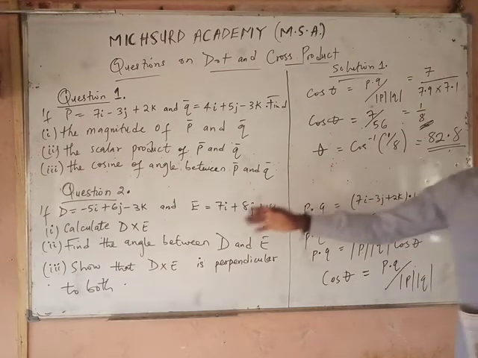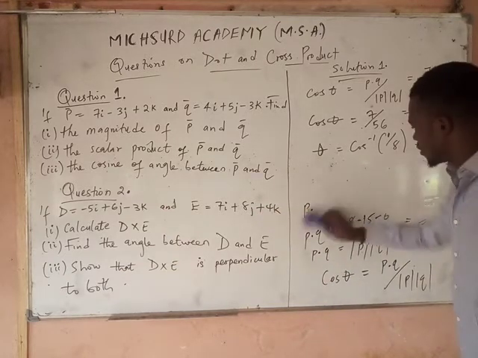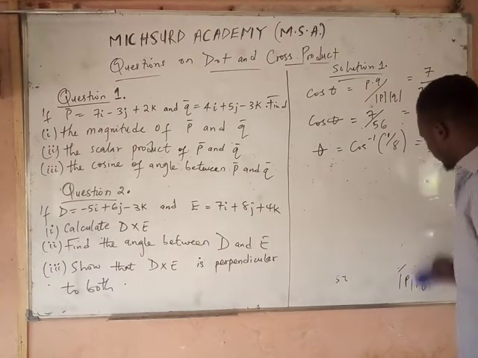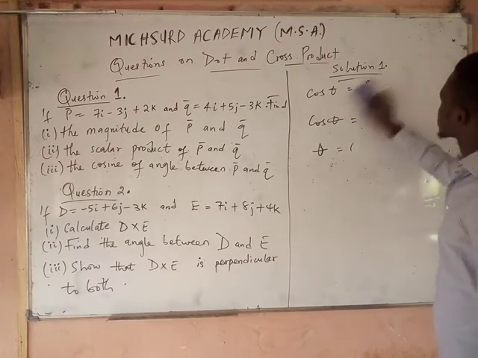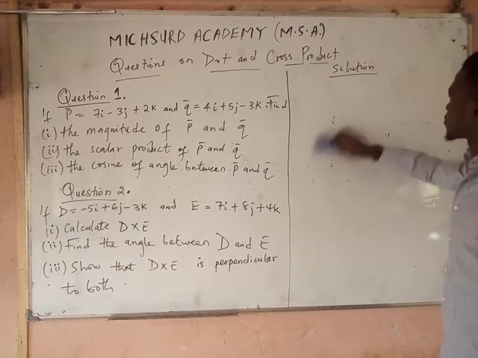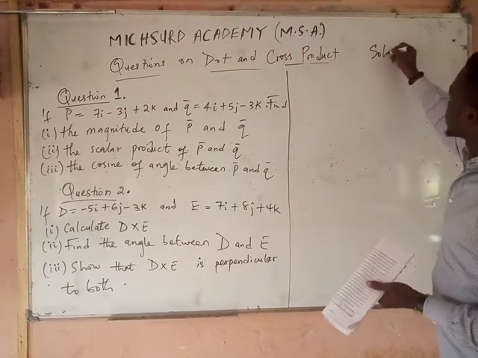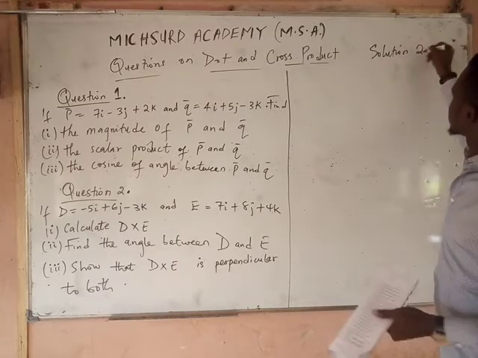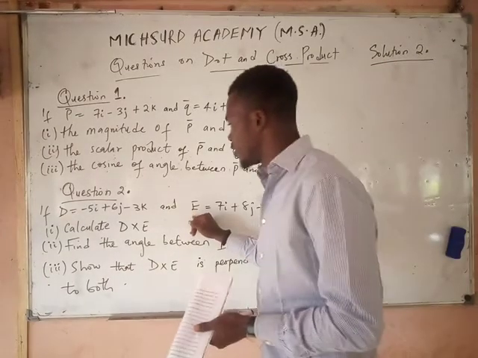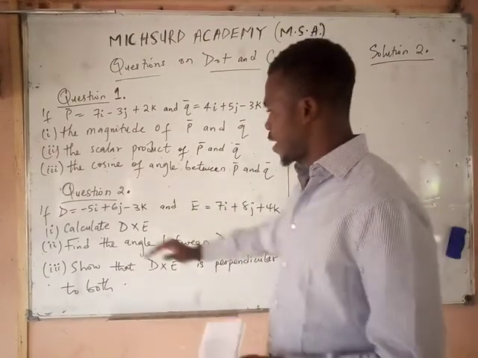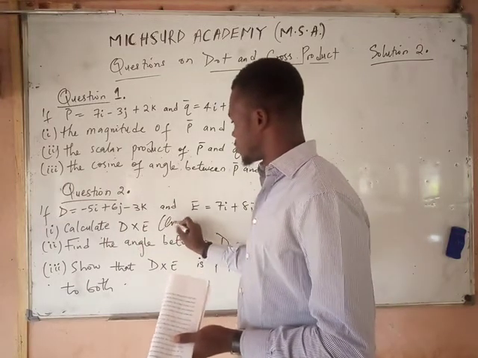Alright, so this is for the first question. So we'll go straight to the next question, that is question 2. I'll clean this side of the board so that we can solve that. So I write solution 2 here. We have vector D and vector E equal to that, and we are asked to calculate D cross E. So we are asked to calculate the cross product.